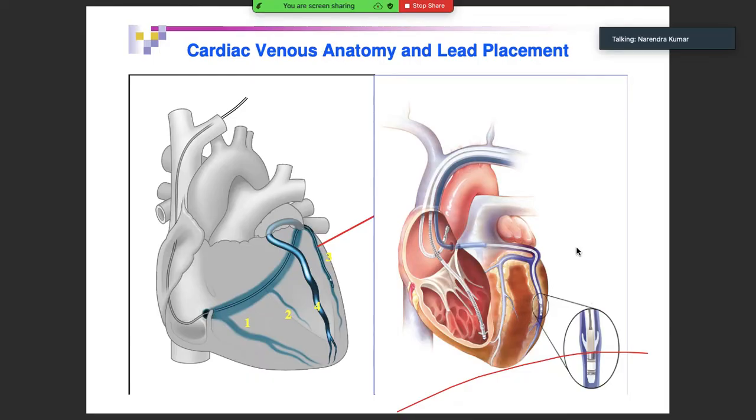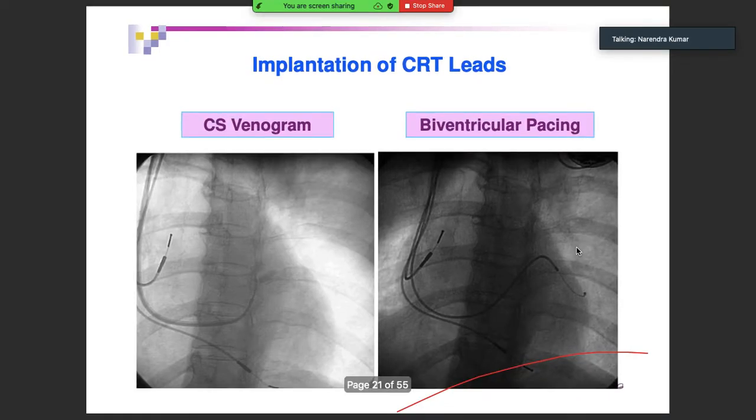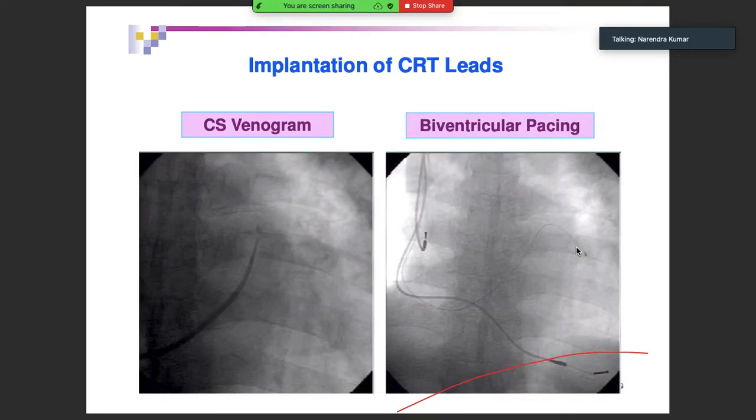So then the important thing comes about biventricular pacing, whenever we are trying to implant the leads of the CRT. So how does it look like? Always keep in mind the venous anatomy, especially in the different views. In the different views, it may look slightly different.